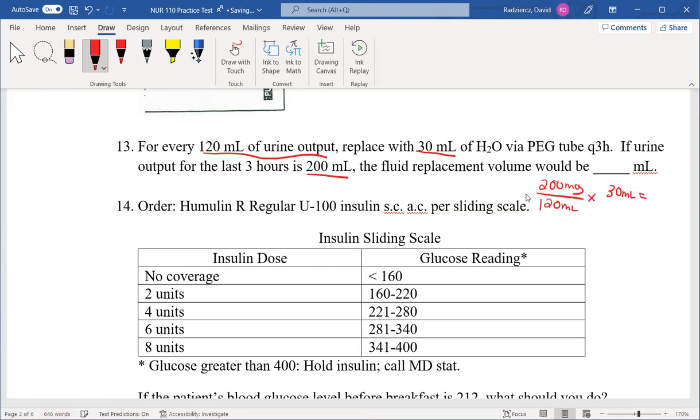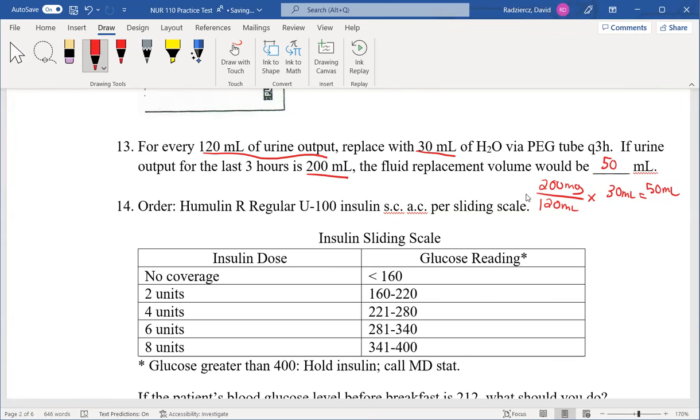And when you do that, 200 times 30 divided by 120, you're going to get an answer of 50 milliliters, which probably makes sense, right? Because if you're going to replace 30 for 120 lost, if you actually lost 200, then it's going to be more than 30, but less than 60, right? Because 60 would be 240 milliliters lost. So it's going to be in that range, just to kind of estimate.